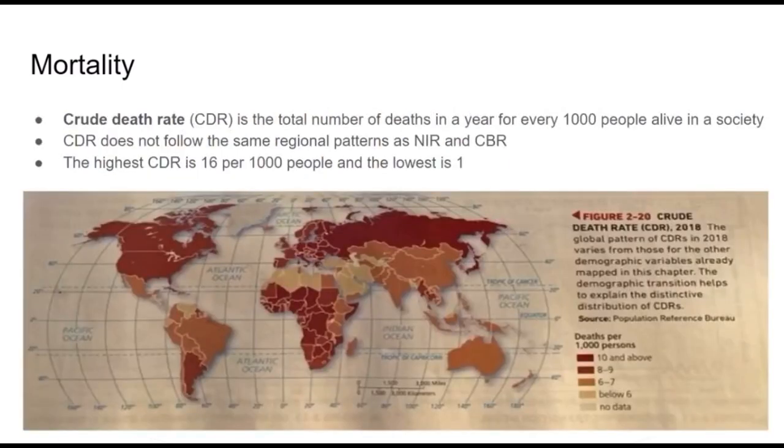Mortality. Crude death rate is the total number of deaths in a year for every 1,000 people alive in a society. CDR does not follow the same regional patterns as NIR and CBR. The highest CDR is 16 per 1,000 people, and the lowest is 1.